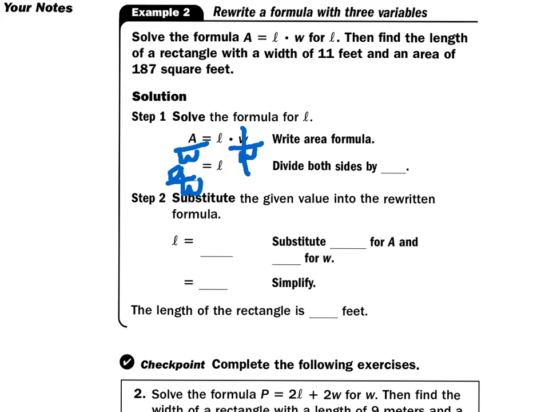Now substitute the given value into the rewritten formula. So what was A up here? A was 187 feet squared. And W is 11 feet. So the length of the rectangle is 187 divided by 11, which is 17 feet.